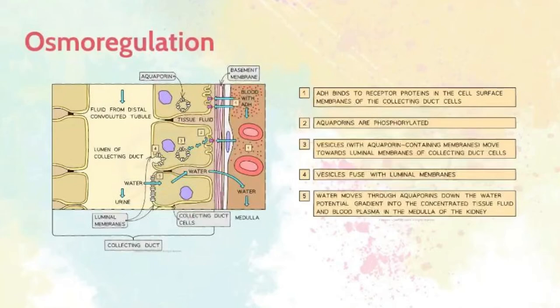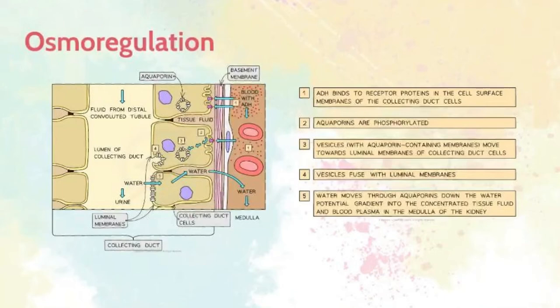So what is the overall outcome of this? As the filtrate in the nephron travels along the collecting duct, water molecules move from the collecting duct, so a high water potential, through the aquaporins and into the tissue fluid and blood plasma in the medulla where there is low water potential. As the filtrate in the collecting duct loses water, it becomes more concentrated, and as a result, a small volume of concentrated urine is produced. This flows from the kidneys through the ureters and into the bladder, where it is then excreted.